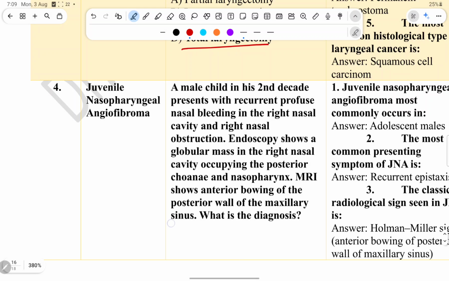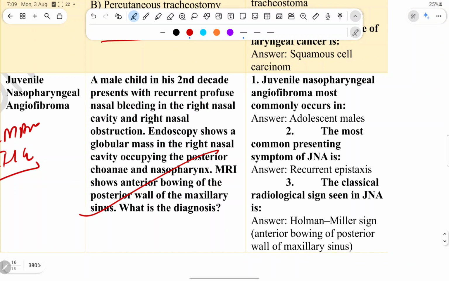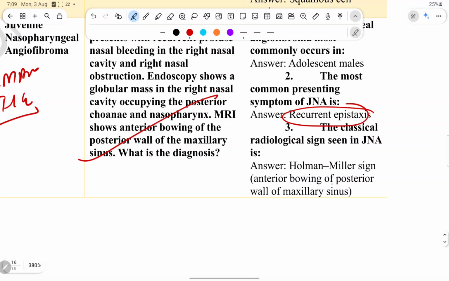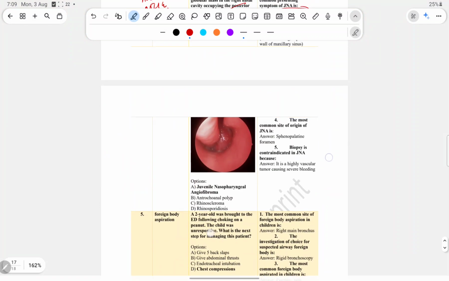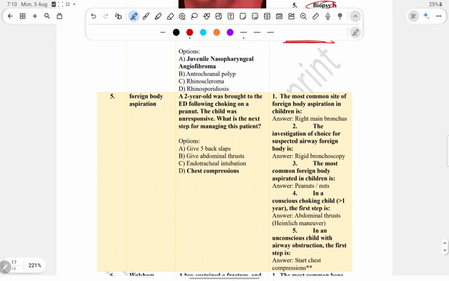Juvenile nasopharyngeal angiofibroma, we have covered it. It presents with a sign called the Holman-Miller sign. The most common presenting feature is recurrent epistaxis. The classical radiological sign is the Holman-Miller sign. The sphenopalatine foramen is the site of origin. Biopsy is contraindicated because it is a highly vascular tumor and it can lead to bleeding.